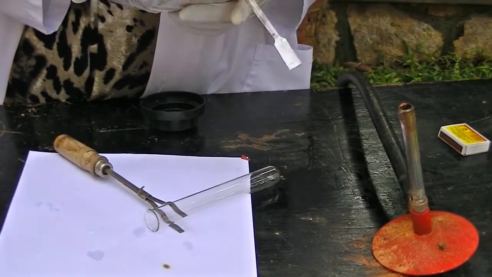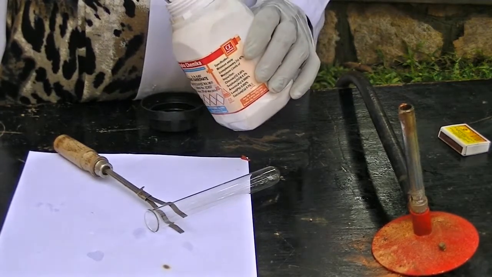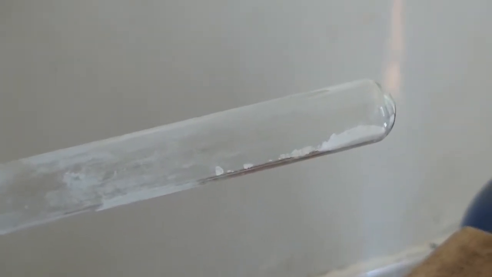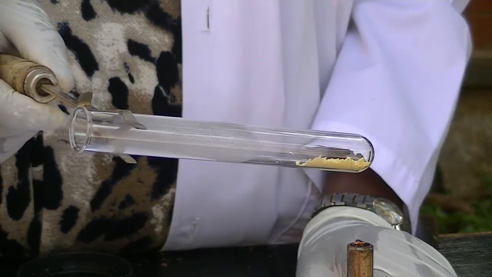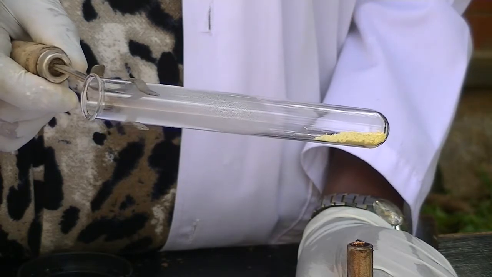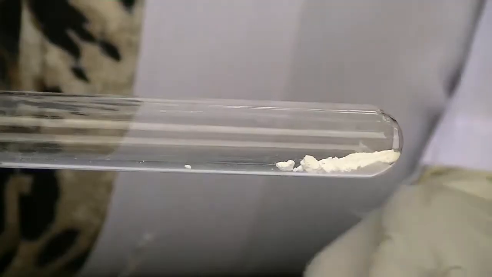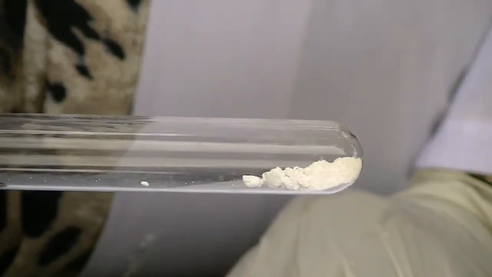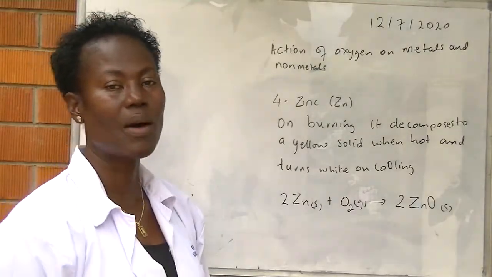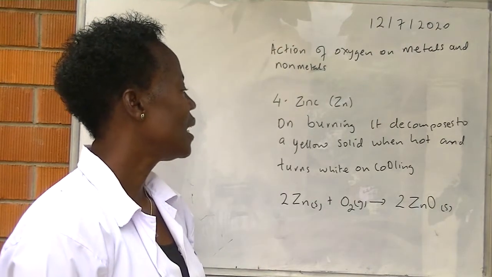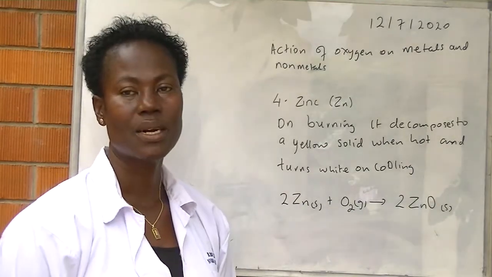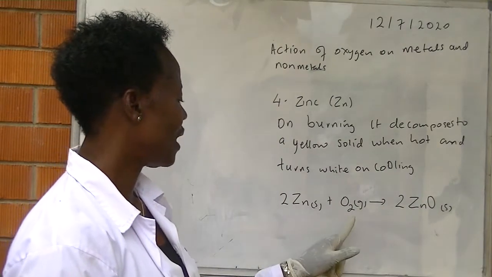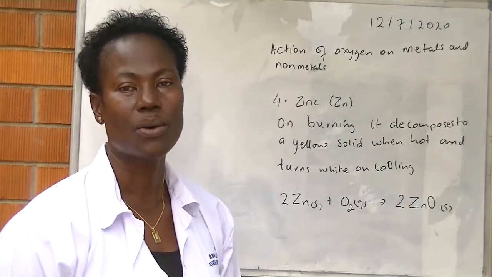For zinc metal, we are going to use zinc carbonate to get a clear observation. Zinc turns yellow when hot. On cooling, it turns white. Now let us summarize our observation. Zinc on burning decomposes to a yellow solid when hot and turns white on cooling. Therefore, zinc plus oxygen is equal to zinc oxide.